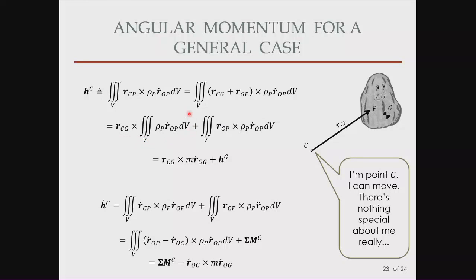And what's left here, if there was no dot, would be just the definition of the center of mass relative to point O. So this is the derivative of it, so it's just like the r dot of the center of mass, times m. And then this one here is the definition of the angular momentum about point G.